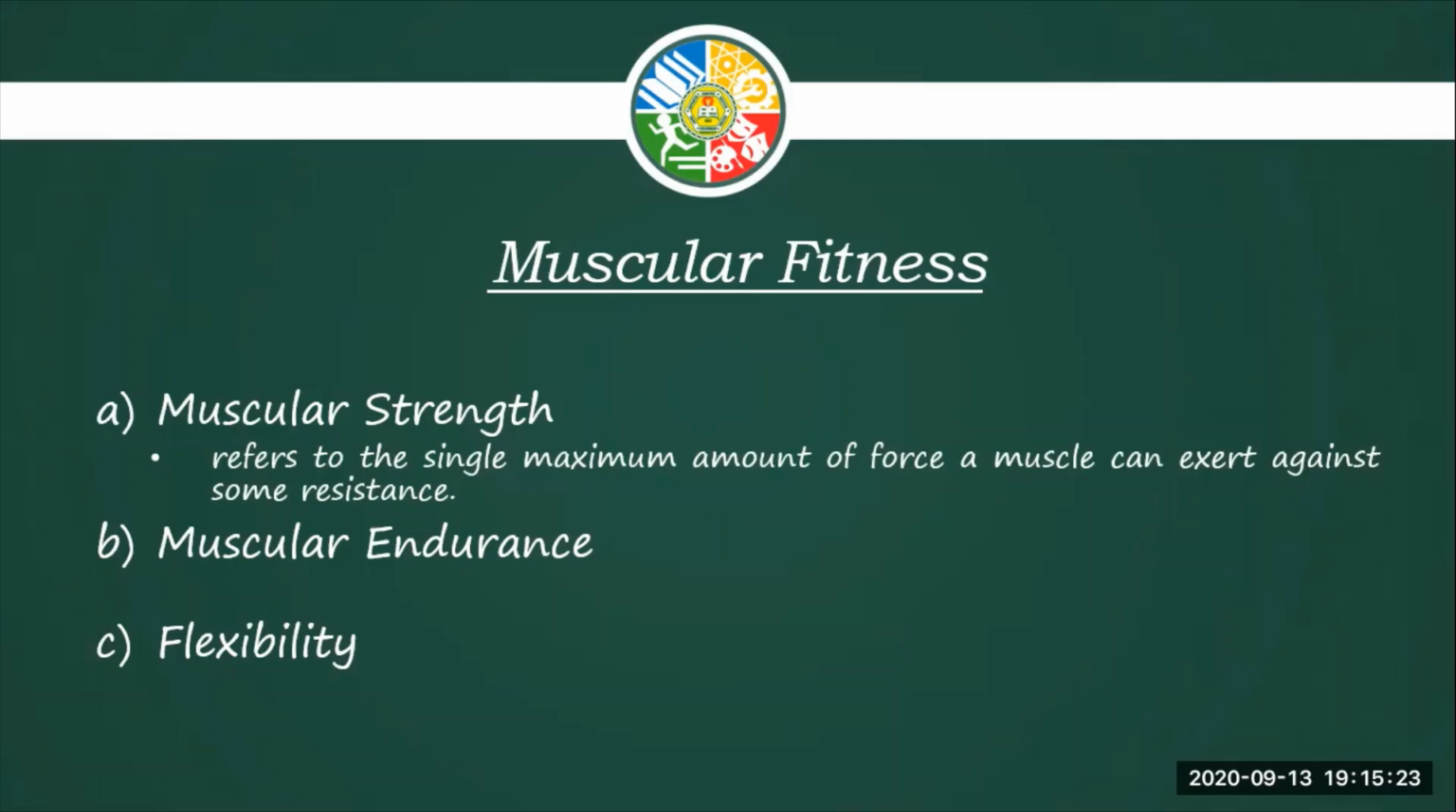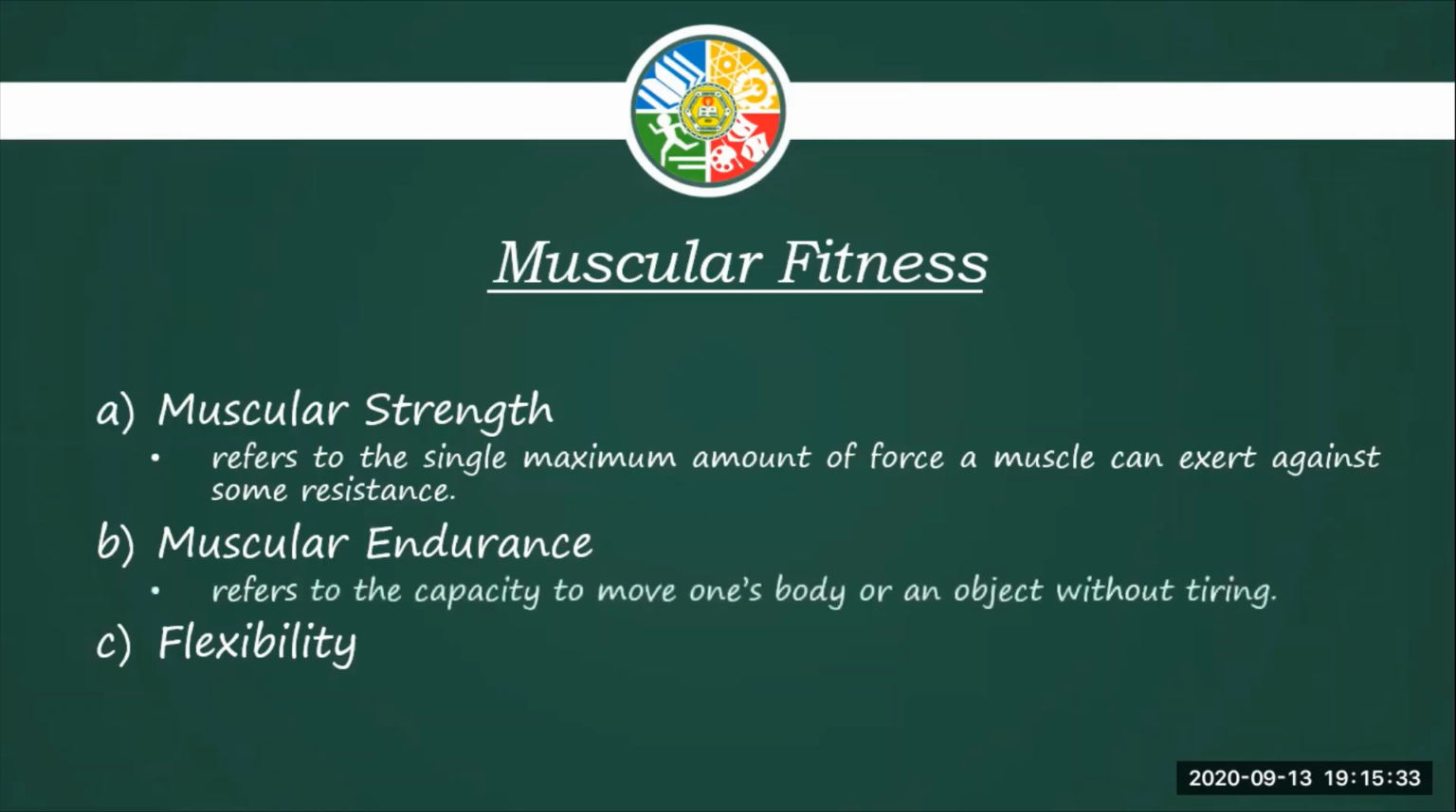An example activity where we can evaluate the power of our muscle is boxing. Through boxing, we can test our muscle strength and muscle power. The second one is muscular endurance. From the word endurance, this refers to the capacity to move one's body or an object without tiring.